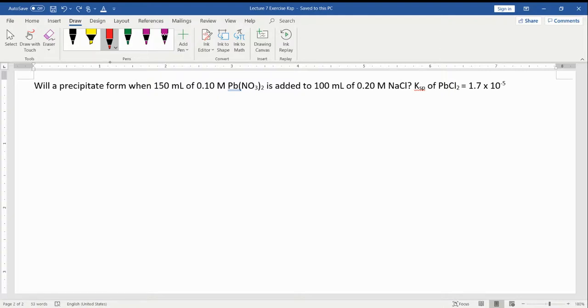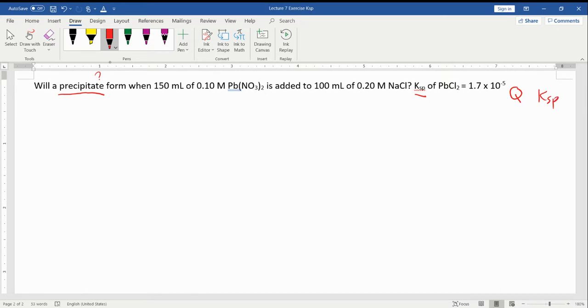Welcome to Chapter 7. Now we will learn how to predict a precipitate by comparing Q and KSP. When the question asks, will a precipitate form when lead nitrate is added to sodium chloride, and then KSP is given, meaning that we are going to compare Q and KSP. That is the clue.